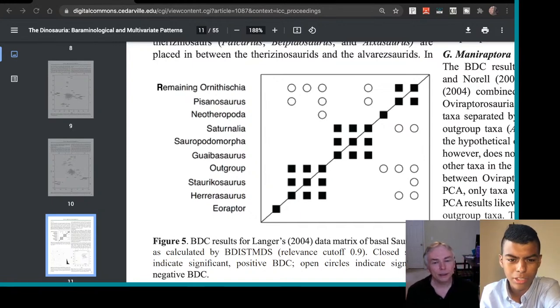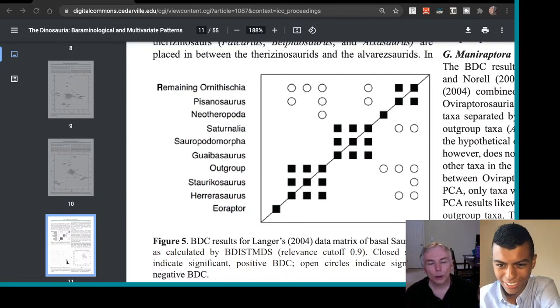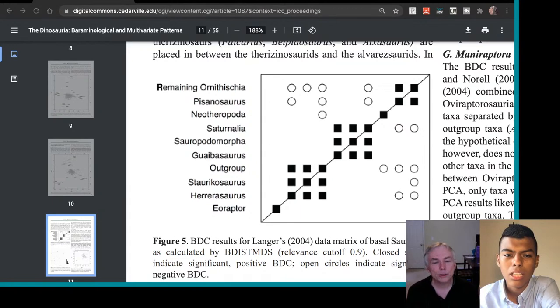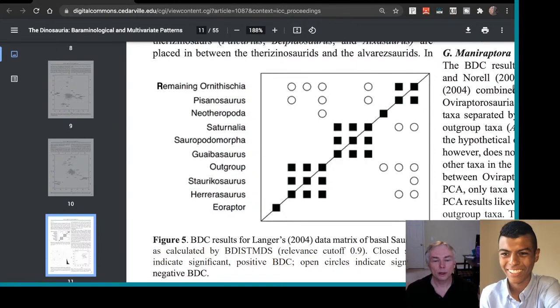Is it not sharing? Technical difficulties, it's live. All right, so, Pisanosaurus, I see Neotheropoda, Saturnalia. Eoraptor's right on the bottom, all the way on the bottom. Oh, I'm sorry, there's something on my screen that's blocking that. Oh, okay, that's okay.